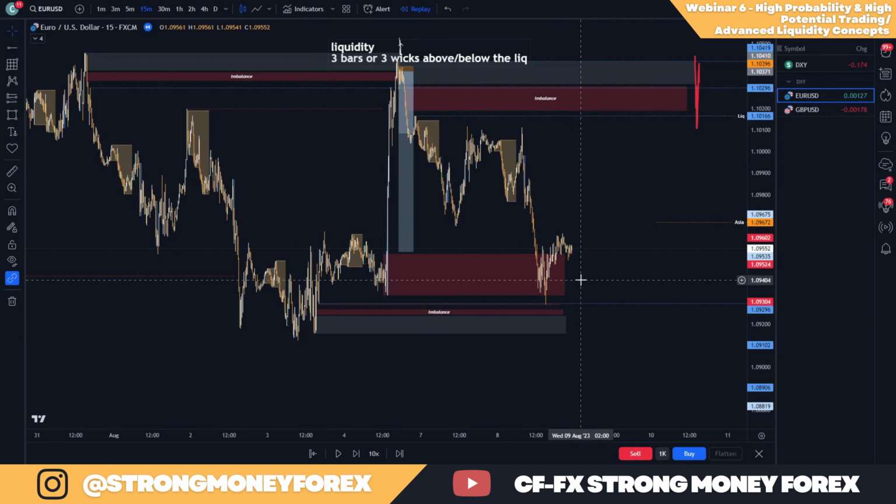Market structure used to be my number one thing I'd go to, okay, and the new course that I'm writing and recording at the moment, that's almost flipped on its head. I would always be market structure first, supply and demand second, liquidity third.